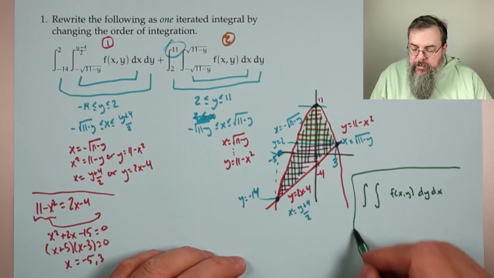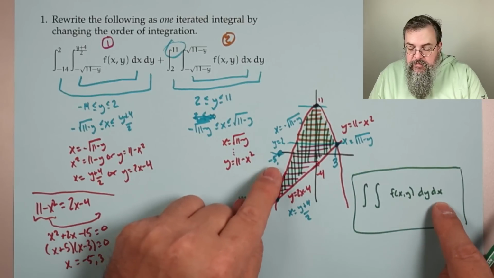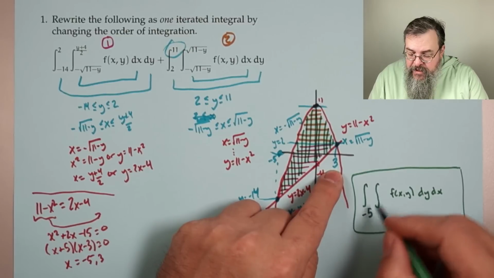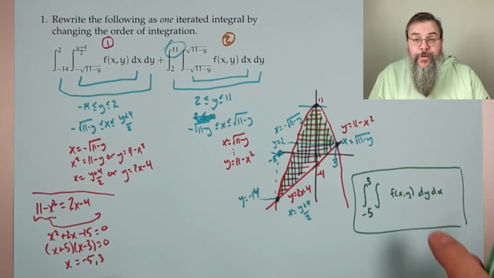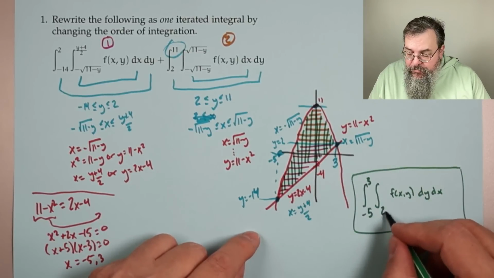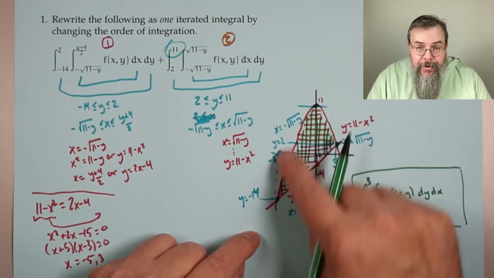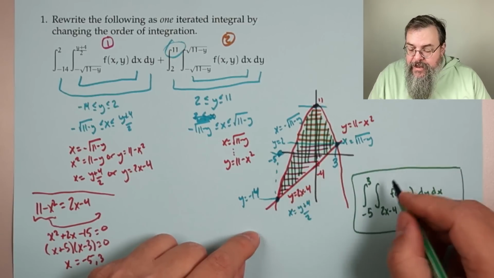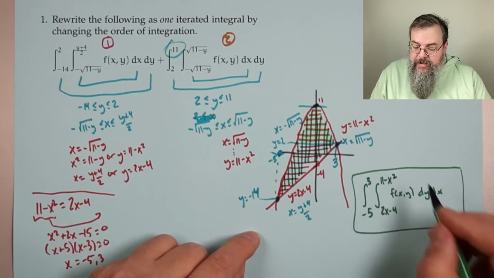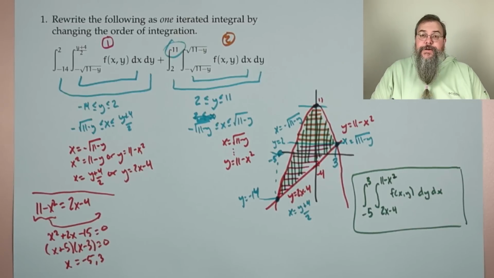Now this we could have written down before we even started. Where does x go from? From negative 5 to positive 3. Where does y go from? From this line, 2x minus 4, up to that line, or in this case, parabola, 11 minus x squared. And that's it. All right, so good.